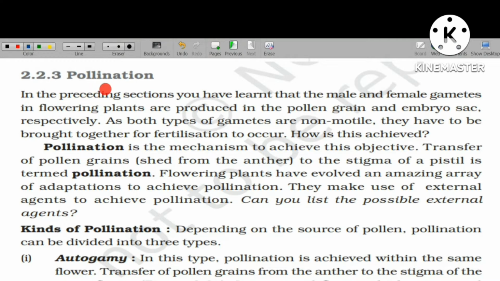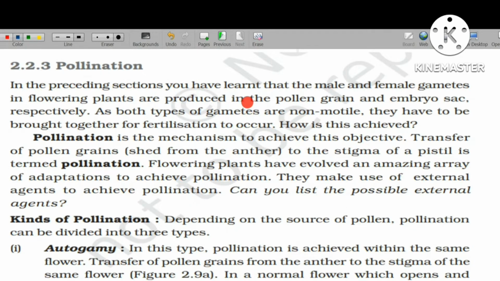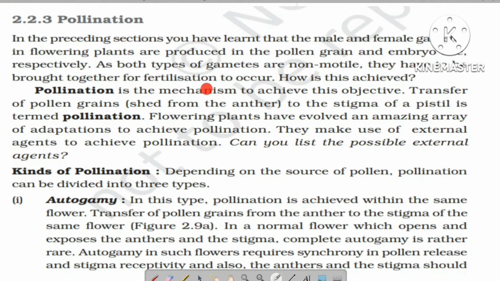Pollination. In the preceding sections, you have learned that the male and female gametes in flowering plants are produced in the pollen grain and embryo sac, respectively. As both types of gametes are non-motile, they have to be brought together for fertilization to occur. How is this achieved? Pollination is a mechanism to achieve this objective.